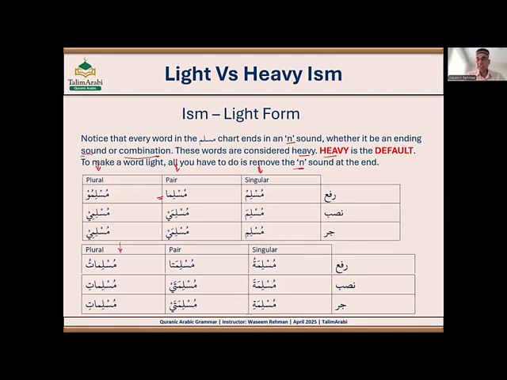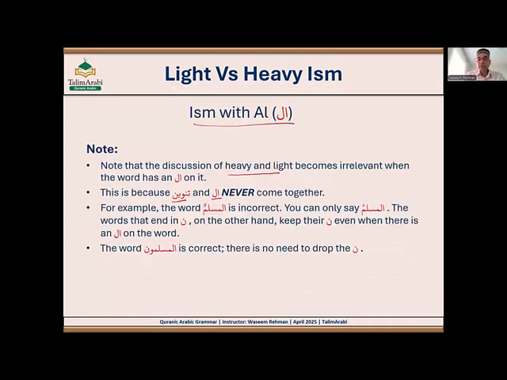So this light versus heavy discussion is only for an ism that does not have al at the beginning. This discussion is only for words without al, because al and tanween never come together. We know that, right? So when we see an al at the beginning of the word, we're not going to discuss this light versus heavy. We'll say it's irrelevant.